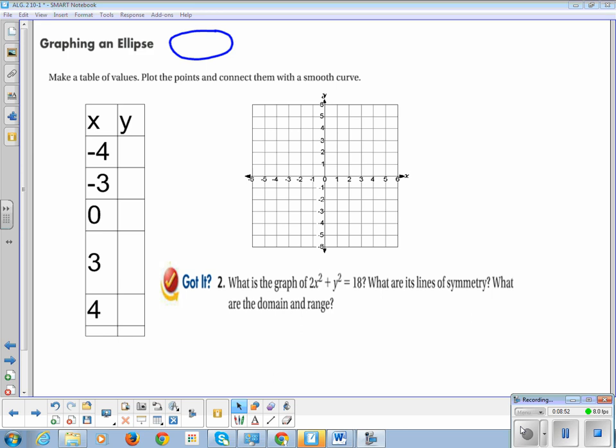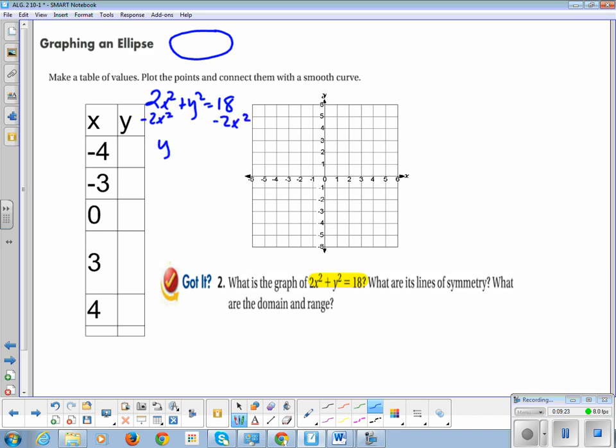So I thought we could use this equation here: 2x squared plus y squared equals 18. And plot some points and find the line of symmetry, the domain, and the range. So the first thing I want to do is solve for y. If I have 2x squared plus y squared equals 18, I'm going to subtract 2x squared from both sides, and I'm going to take the square root of both sides.